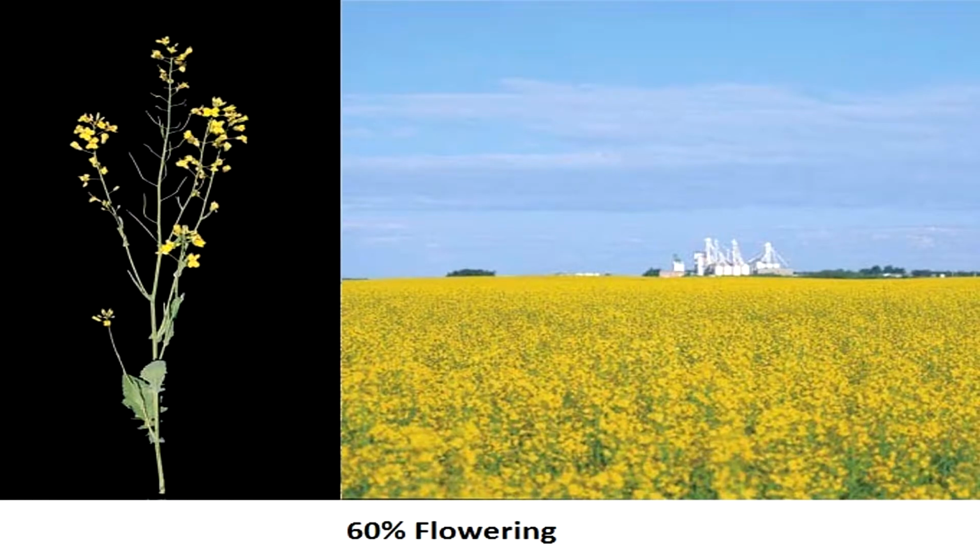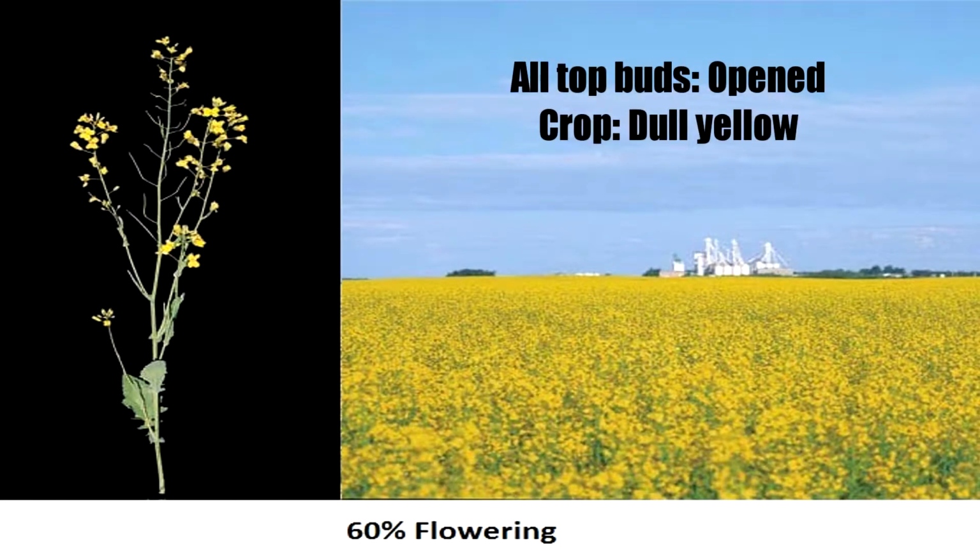60% flowering. All the top buds will have opened. The crop will have begun to change color from a bright yellow to a dull yellow.